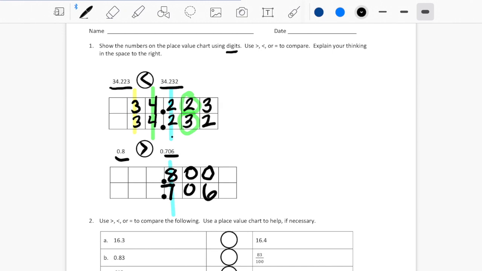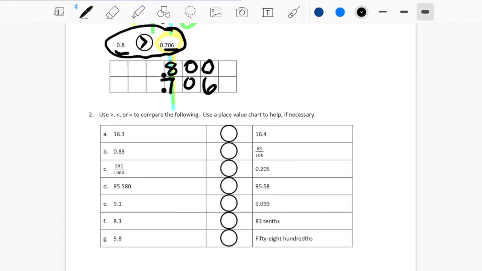Sometimes at first glance, students look at these two numbers, and in this number, they see more digits, so they think, oh, it's bigger. But it's not the case. They have to look, as we just did, at the places and compare using that information.